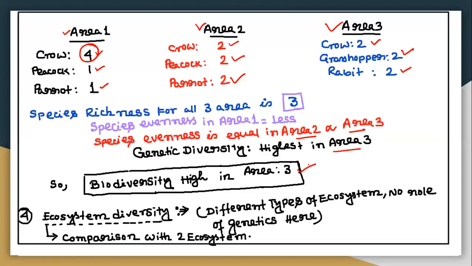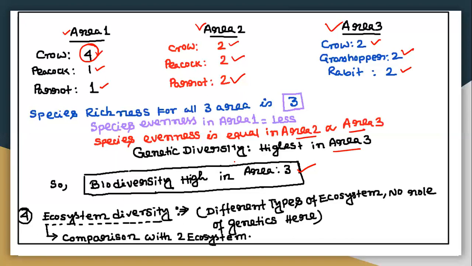So when species richness is similar and species evenness is also similar, then we have to go into the genetic diversity of the area. If the area is genetically or taxonomically more diverse, then its species diversity would also be high. So diversity is high in area 3.